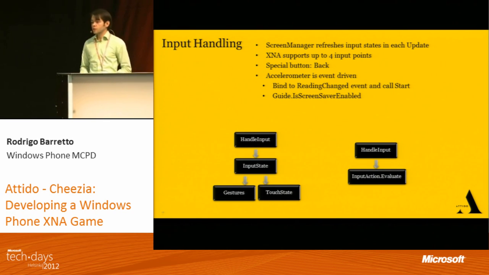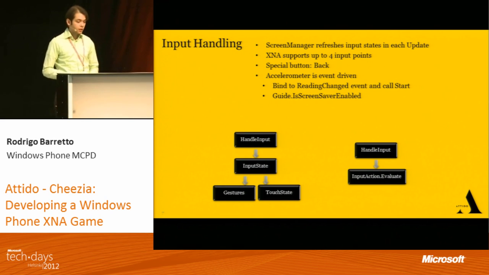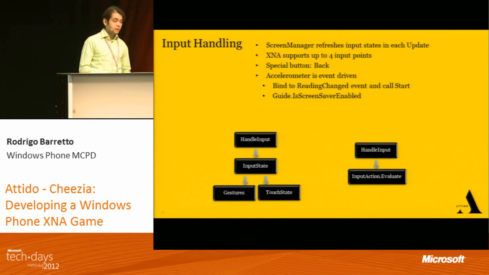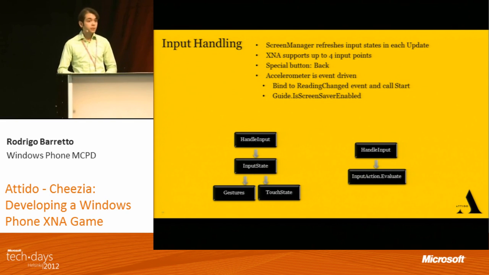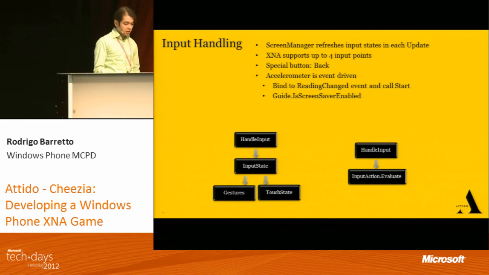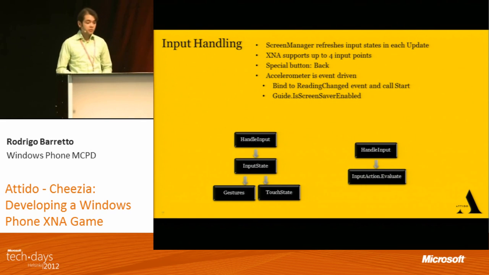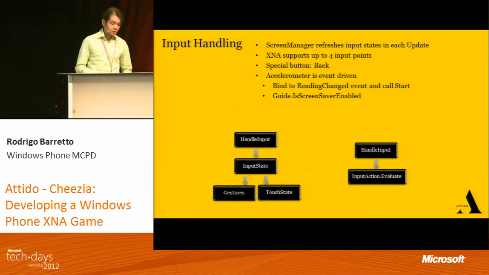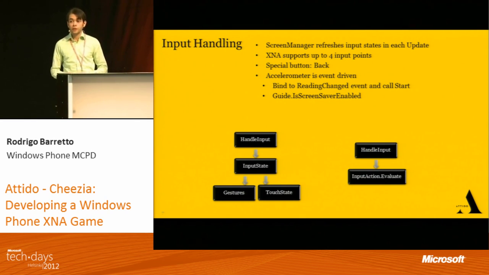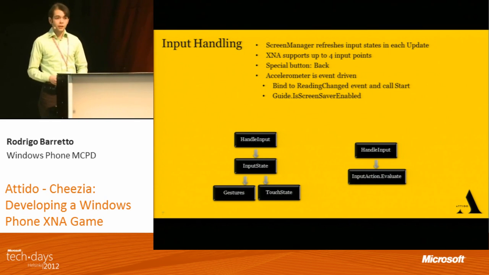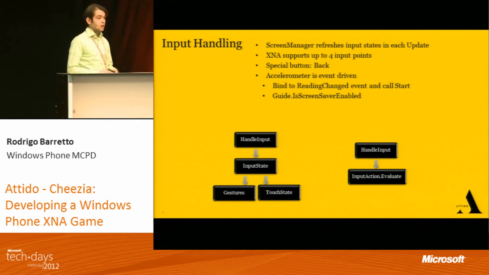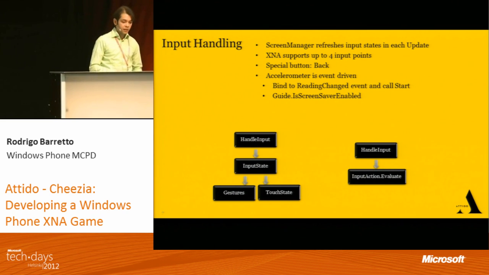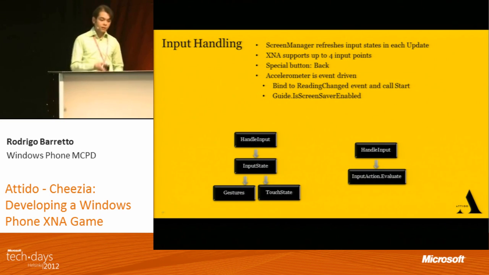But you can not only use the touch panel for input, you can also use the accelerometer, which is event-driven because it uses the same interface as Silverlight. In order to do that, you just need to bind to the reading changed event and call the start method. It's really simple. But there is a small detail regarding the accelerometer: if you're using only that in your game, the screen might actually lock. It's liable for being locked. In this case, you could set the property IsScreenSaverEnabled to false from the Guide class.